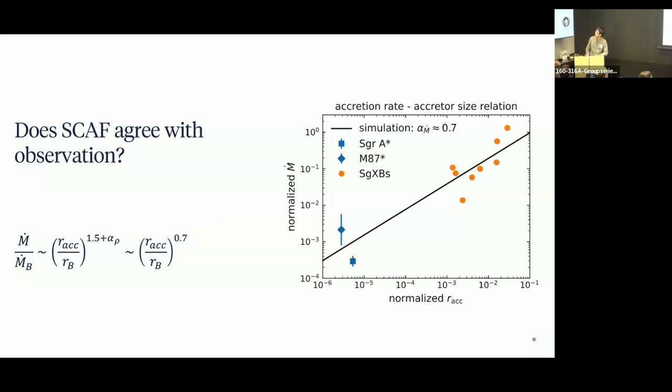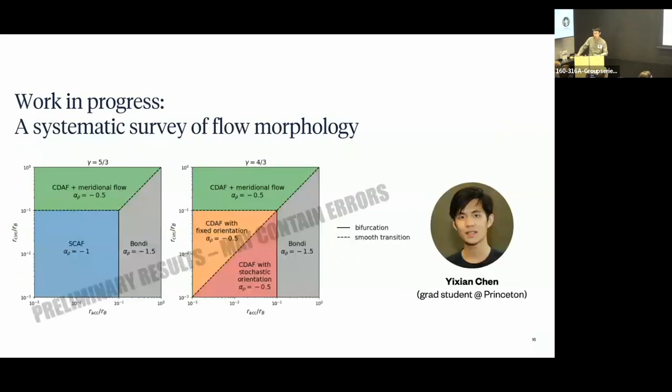And I want to end by quickly talking about some work in progress. So right now, working with Yixian Chen, who's a graduate student at Princeton, we are starting to give a more systematic survey of flow morphology, see how the qualitative flow morphology as well as the radial slope changes as a function of both scale separation and the level of upstream or large scale rotation.